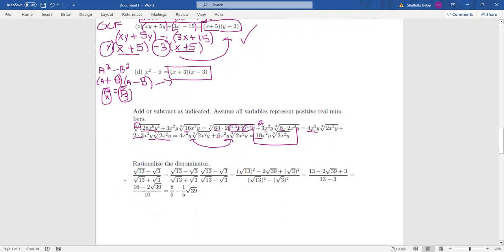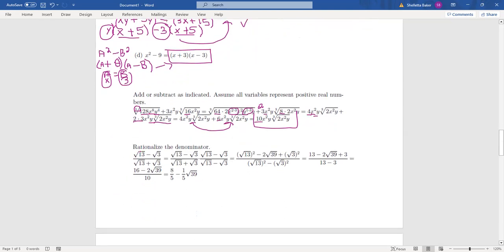For the next problem, you got to rationalize this denominator, the square root of 13 minus 3, and the square root of 13 plus the square root of 3. So remember, we got to multiply by the square root of 13 minus the square root of 3, both the top and the bottom, and then we distribute. So square root 13 times square root 13 gives us 13 without that radical. And then the square root 3 times that square root 13, we have a positive and we have a minus square root 3 times square root 13.